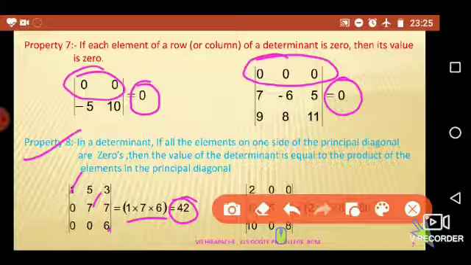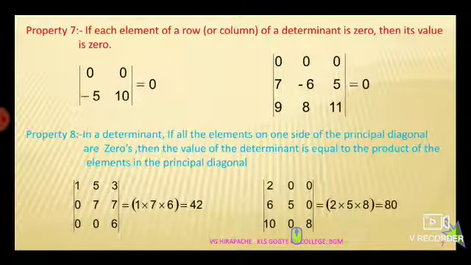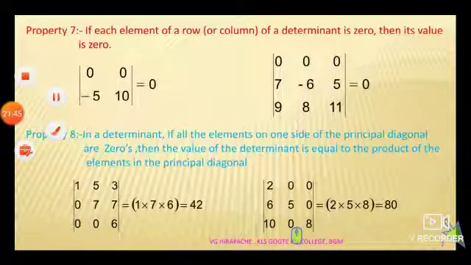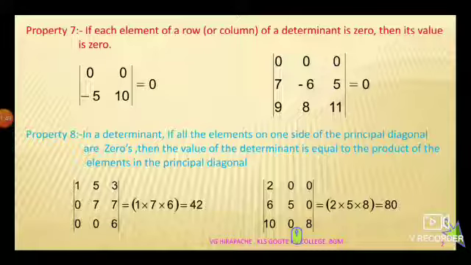Similarly, we can see one more example here. The first row elements are 2, 0, 0, the second row elements are 6, 5, 0, and the third row elements are 10, 0, 8. The elements in the upper part of the principal diagonal are zeros, therefore the value of this determinant is the product of the diagonal elements, 2 into 5 into 8, which is equal to 80. These are the total 8 properties of determinants. These properties will help you to solve the examples.